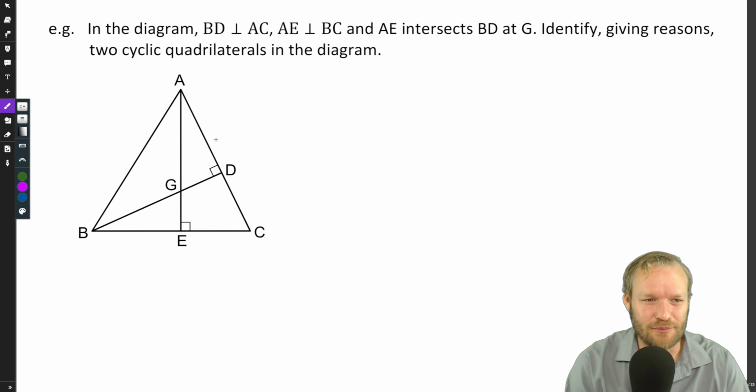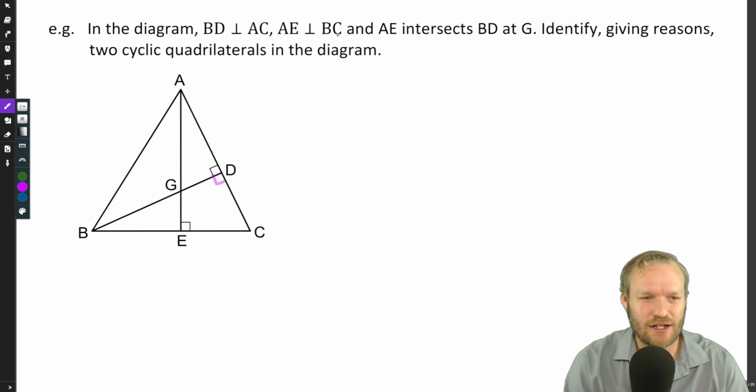In the diagram, BD is perpendicular to AC. In other words, that's a 90 degree and that's also a 90 degree. They didn't show both in the diagram. They don't have to. It's automatically given that that's 90 as well. So I'm just going to throw that in there.